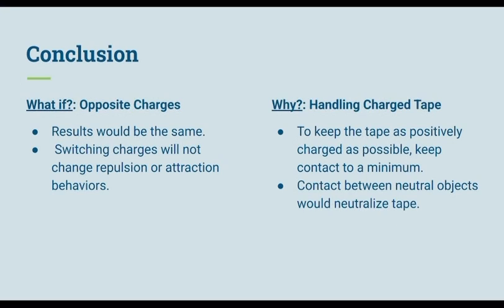To keep the tape as positively charged as possible, contact with neutral objects such as a hand was kept to a minimum. If a positively charged tape came into contact with a neutral object, it would begin to neutralize. This would then affect the effectiveness of the experiment as the tapes would not be equally charged.